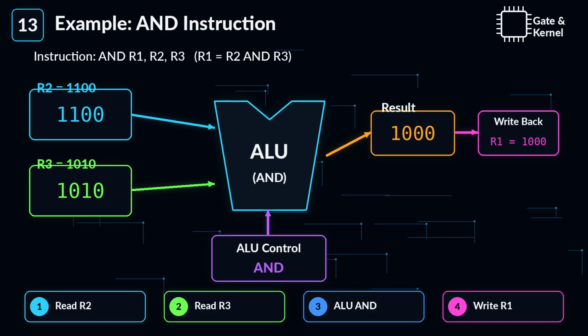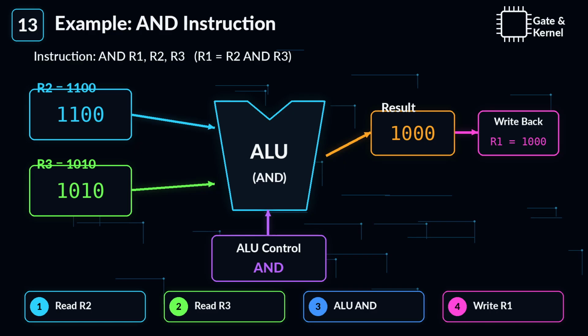For the previous instruction, the control logic selected ADD. For this instruction, it selects AND. That one change causes the ALU to interpret the same kind of input path differently. Instead of adding the operands, it performs bitwise AND.